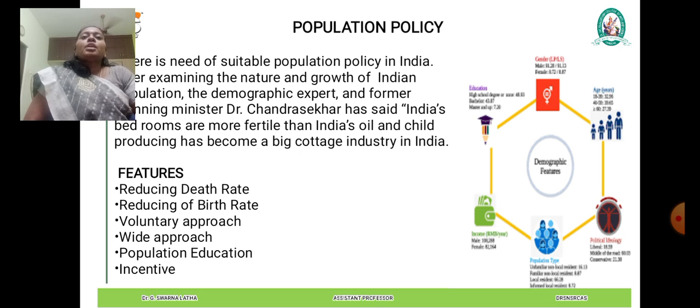Wide approach. The population policy of India has adopted a wide and integrated approach for control of population growth. It includes various family welfare measures.